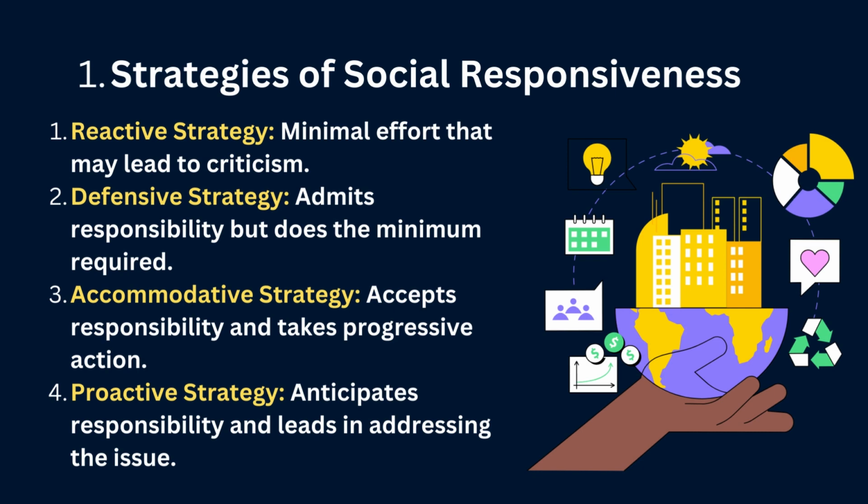Number one is the reactive strategy, which involves doing less than what society expects, which may often lead to criticism and ethical dilemmas. Number two, defensive strategy. It admits responsibility but does the minimum required to meet societal expectations, potentially avoiding legal repercussions. Number three is accommodative strategy, which accepts responsibility and takes progressive approaches to solve the problem, often aligning with evolving societal values. The last one is proactive strategy, which anticipates responsibility, exceeds expectations, and leads the industry in addressing the issue.